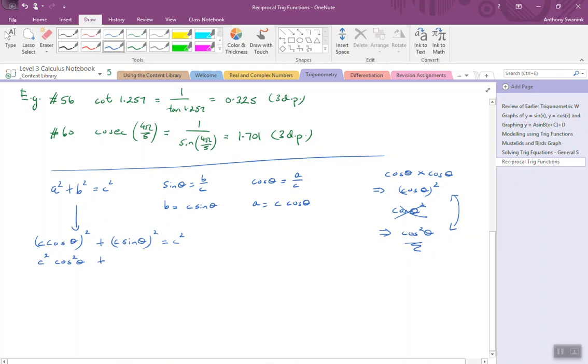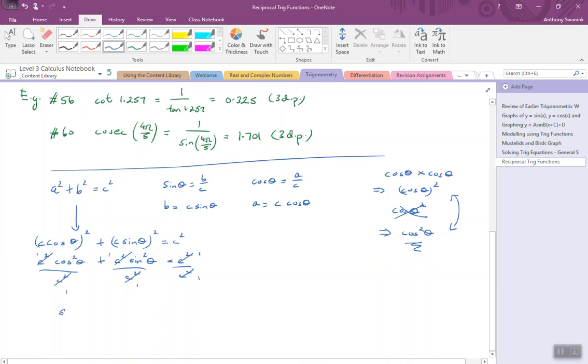So plus, and then this part is C squared sine squared theta equals C squared. Now you might notice that C squared is a common factor throughout this. So we can divide every term here by C squared. And then what we end up with is the C squareds cancelling all over the place. Now on the right hand side, remember C squared divided by itself is 1. That's also true obviously here as well. So what we end up with is cos squared of an angle plus sine squared of an angle.